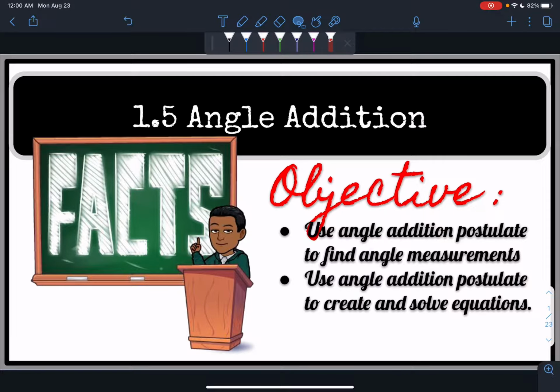This is lesson 1.5, angle addition. The objective of this lesson is to use the angle addition postulate to find angle measurements, and use the angle addition postulate to create and solve equations. We'll also maybe find some angle measurements as well. So let's go straight into it.